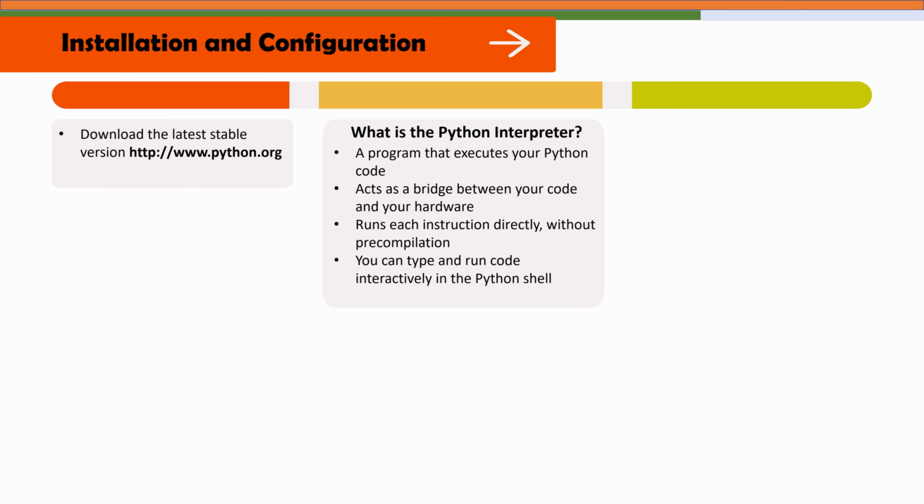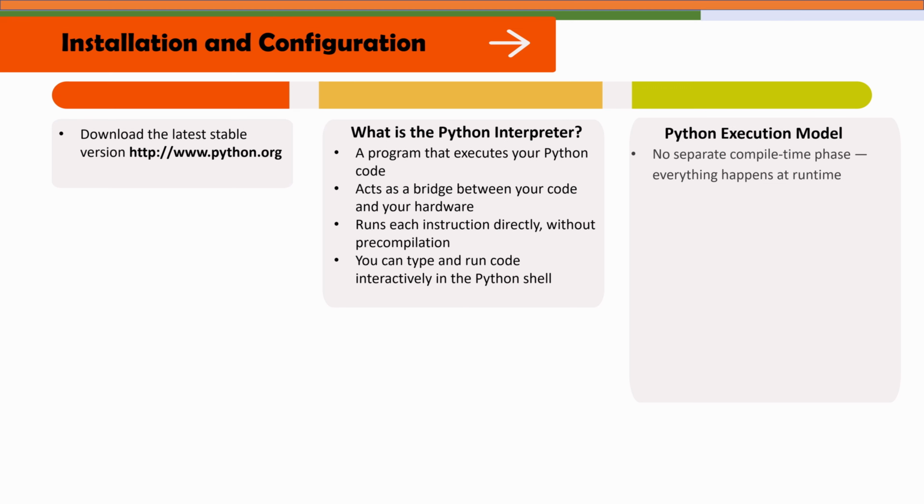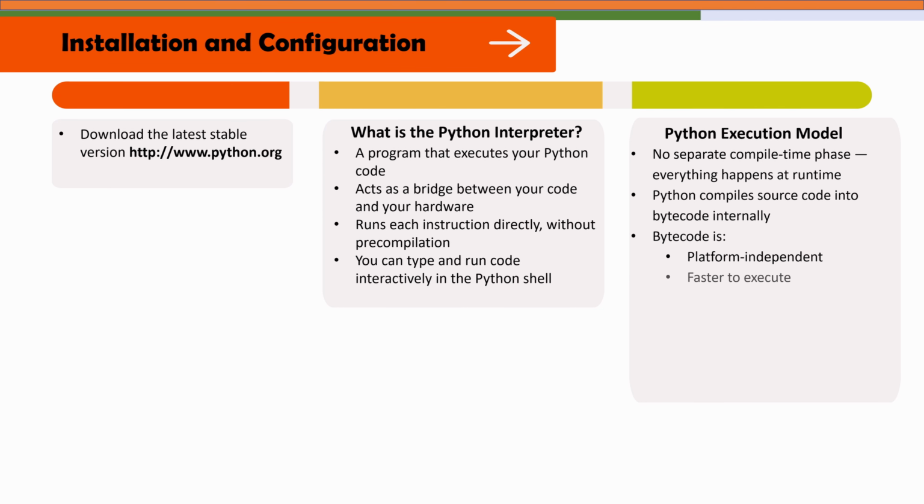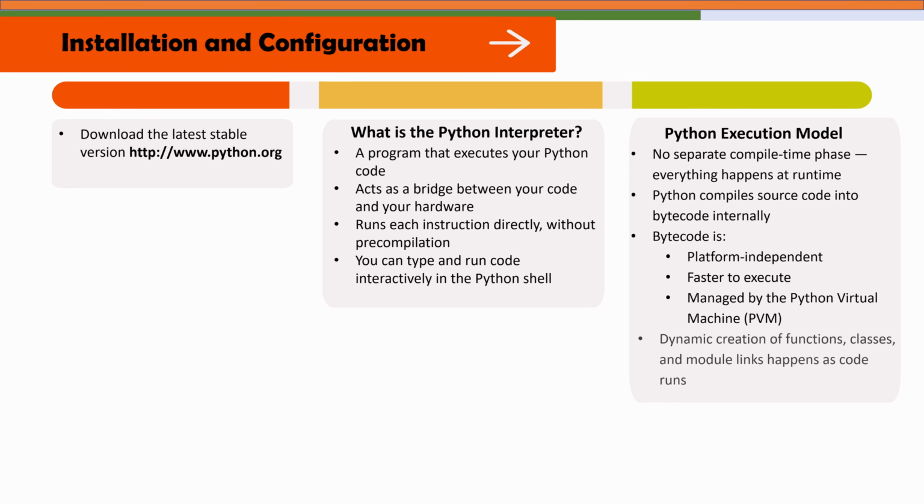In Python, everything happens at runtime. There is no initial compile time phase. Even the creation of functions or classes and import of modules occurs dynamically as your program runs. However, Python does perform one translation step behind the scenes. It first compiles your source code into a form known as bytecode. So bytecode is a lower level platform independent representation of your code that allows Python to execute your program faster. So in short, when you run a Python program, your source code is first translated into bytecode, and then the Python virtual machine, that is PVM, executes that bytecode efficiently.